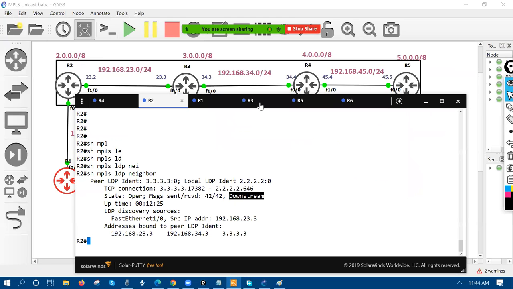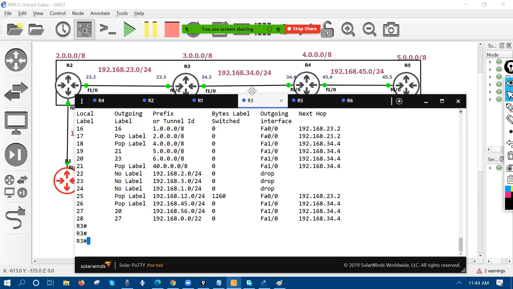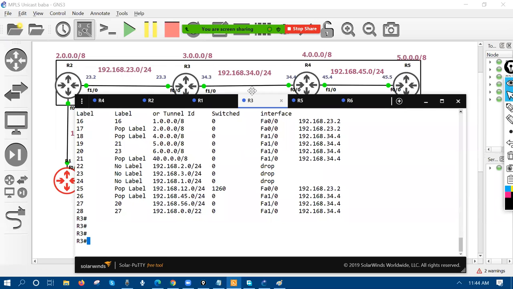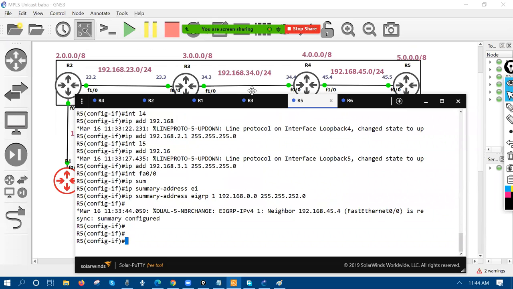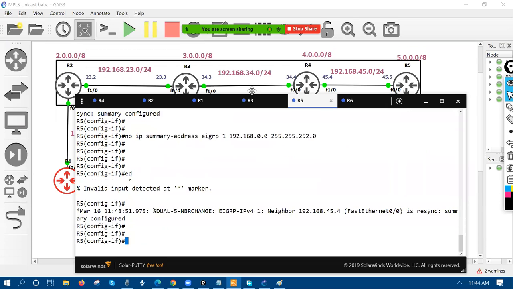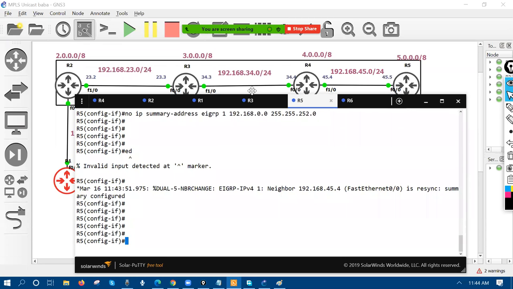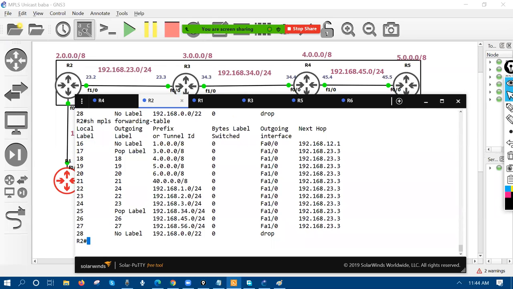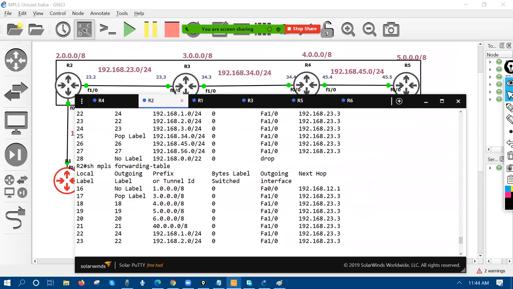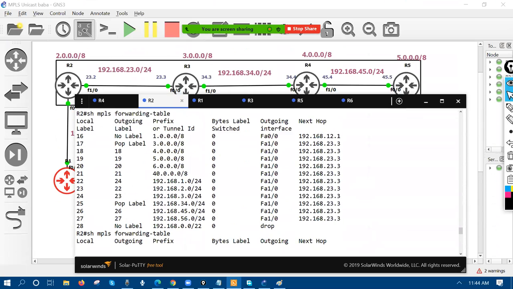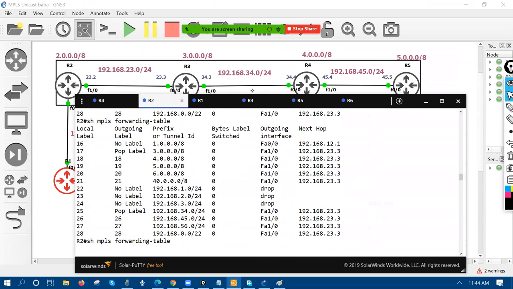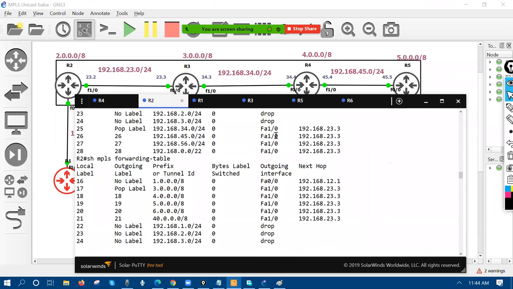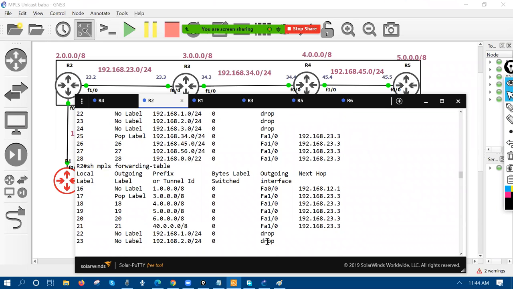Next thing is that, one minute, let me remove the summarization. Yeah, this label is not removed. Okay, previously it was 0, now it's working.